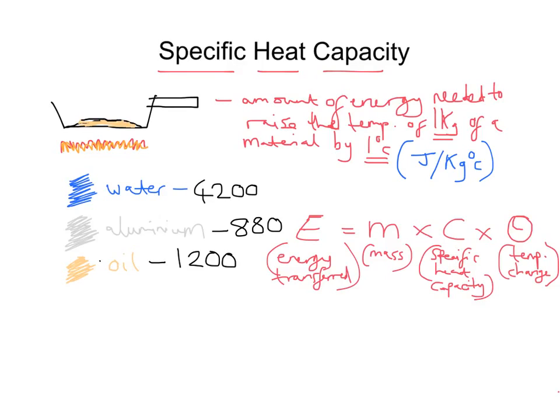Now again, if we need to consider the units of these, so energy transferred would be in joules. There, we've got mass, and that would be in kilograms. Specific heat capacity, we've said at the top, is joules per kilogram degrees C. And we've got the temperature measured in degrees Celsius. So there we've got a formula, E equals mc theta, that allows us to work out how much energy we transfer using a value for specific heat capacity.